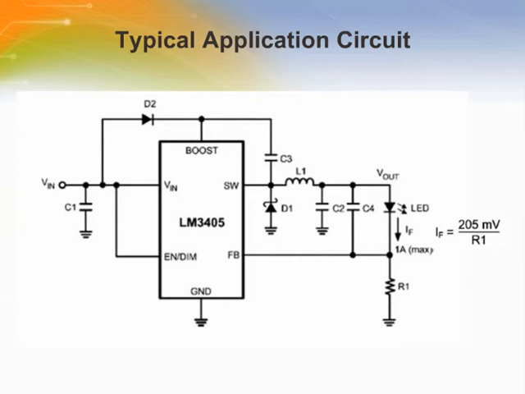The LM3405 driver tightly regulates the VFB pin voltage to 205 millivolts typically, and this allows the LED current, IF, to be set by the listed equation. In case of an overcurrent, the internal current limit will trigger and turn off the internal power switch on a cycle-by-cycle basis. In case of an overvoltage, sensed at the VFB pin, the internal power switch is turned off.